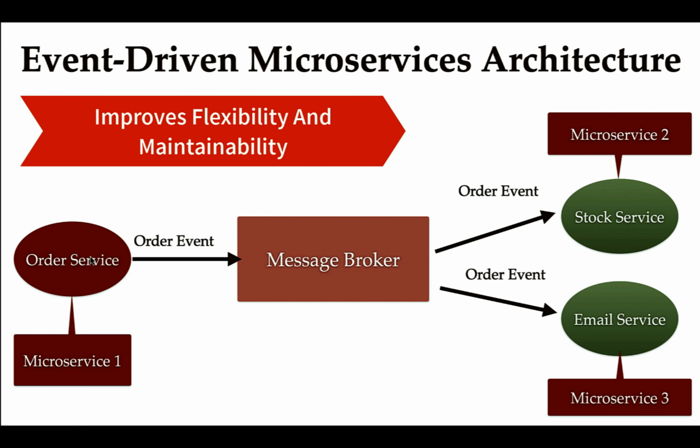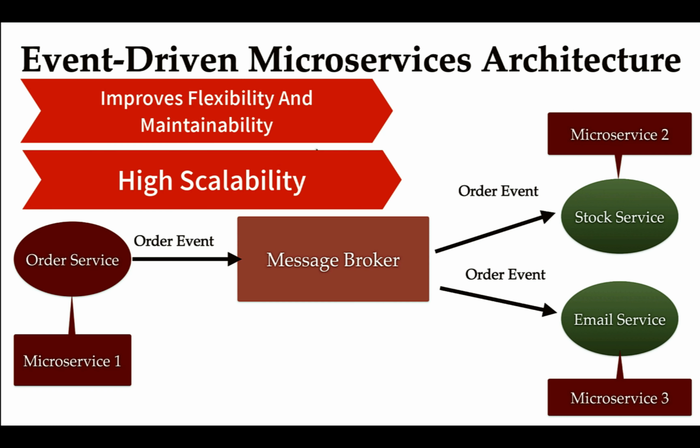So order service doesn't have to know about stock service and email service. Okay, so these are independent. There is a lot of separation of concerns between these three microservices. That's why in an event-driven microservice architecture, the publisher doesn't have to know about the consumers, and consumers don't have to know about the publisher. They just use a middle component, the message broker, for communication. So this is the separation of concerns, and it improves flexibility and maintainability.